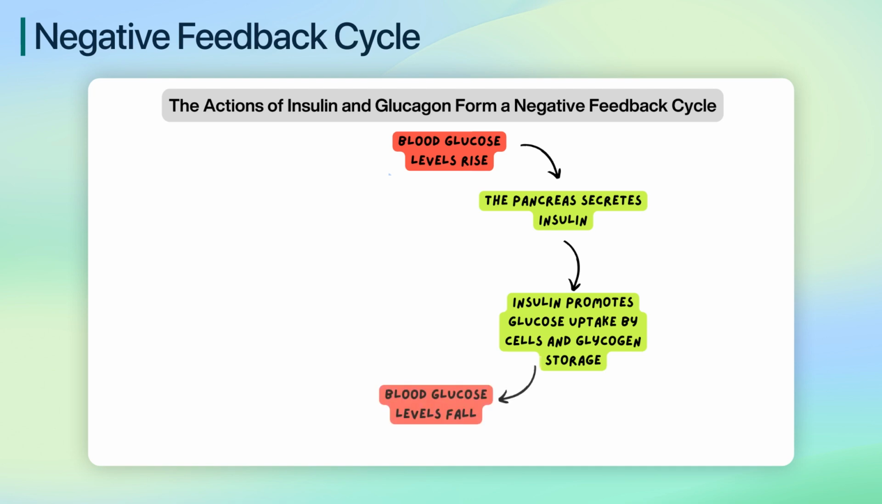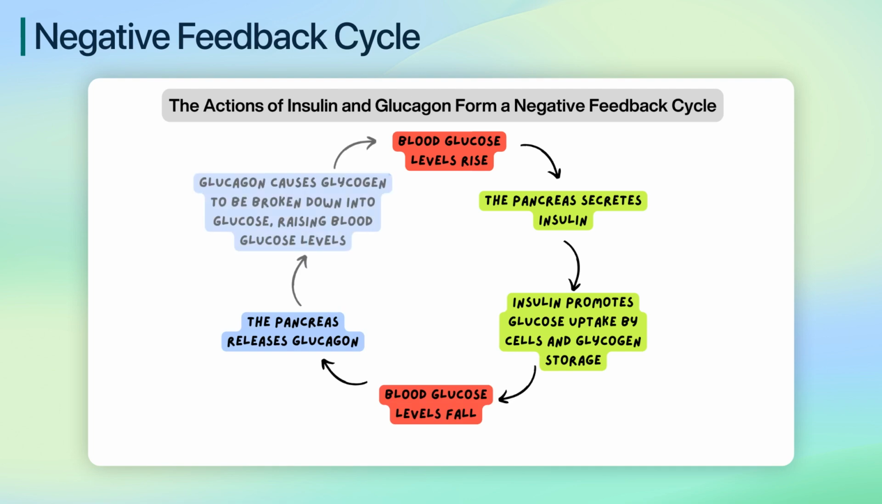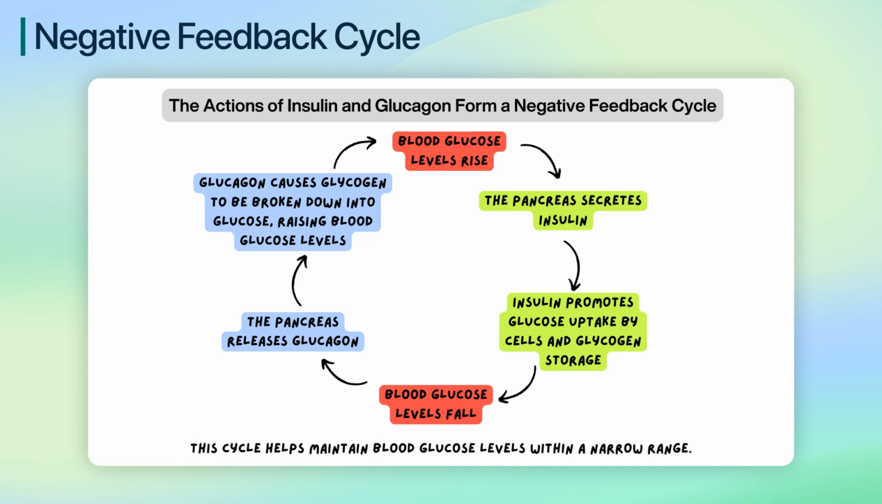When blood glucose levels fall, the pancreas releases glucagon, which causes glycogen to be broken down into glucose, raising blood glucose levels. As you can see, when the pancreas detects that the blood glucose level is too high or too low, it will release the right hormone, insulin or glucagon, to return blood glucose back to normal levels. This shows a negative feedback cycle as fluctuation in blood glucose level triggers the body to return it to normal levels.